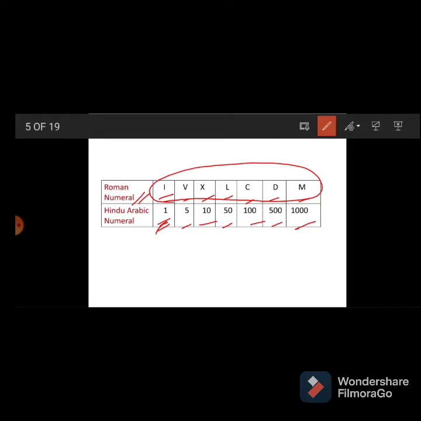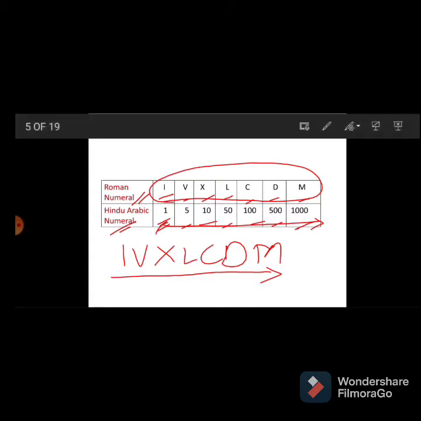See, these 7 symbols, how to remember them? IVX LCDM. How to remember these 7 symbols easily? IVX LCDM. This way they are remembered sequentially and easily, in the same order as the Hindu-Arabic values. Don't forget IVX LCDM.